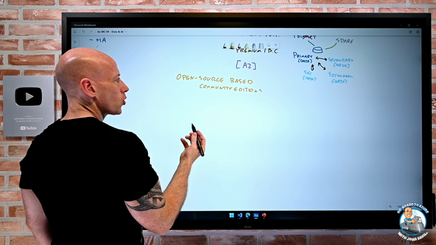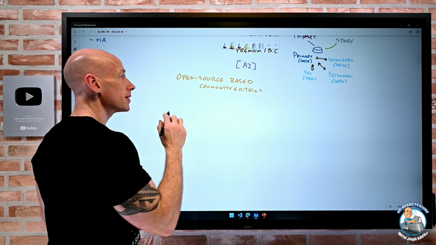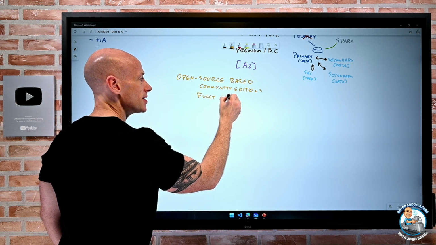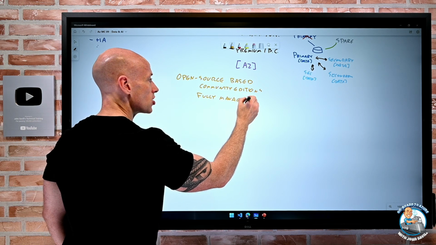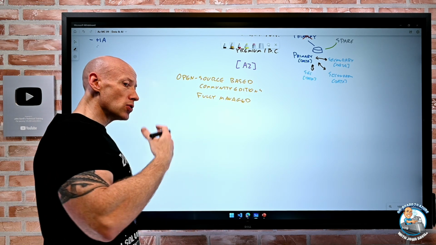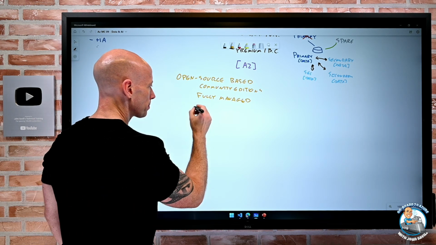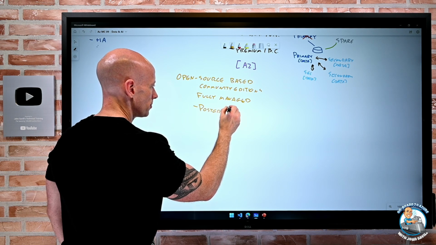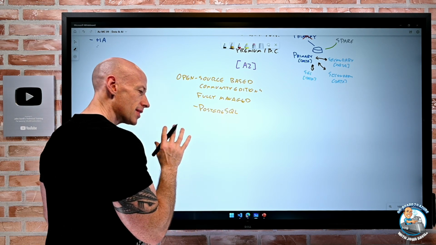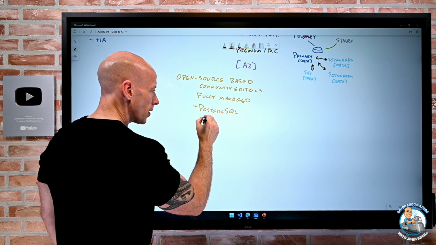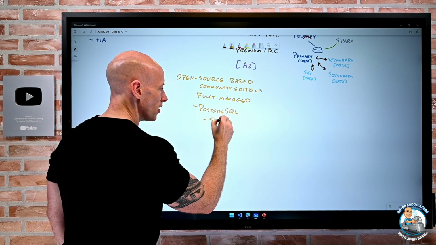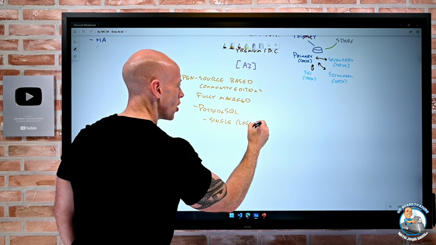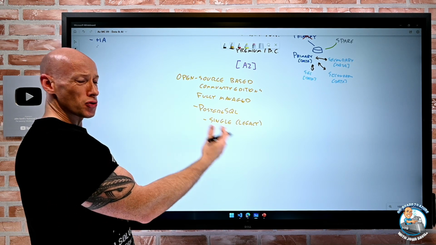Now, the first one I'm going to talk about is Postgres. Now, again, remember, these are still fully managed. These are PaaS solutions. I'm not connecting to the operating system. I'm using this as a PaaS fully managed offering. So Postgres. There's a number of different offerings available. There's something called single server. This is legacy. This has no future investment.